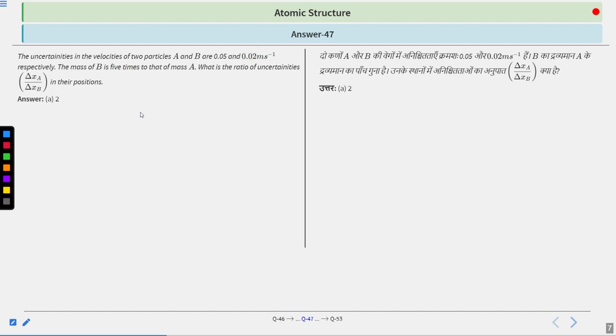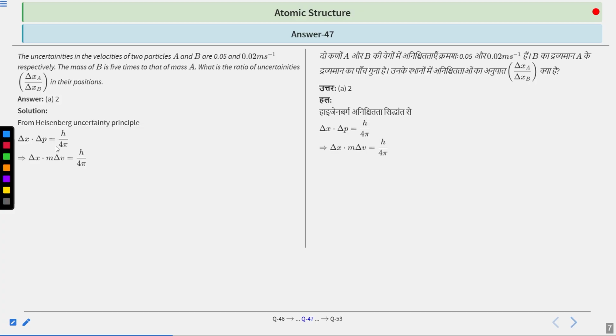So what will be the correct answer? The correct answer will be A. And how will we solve it? For that, you have to apply the Heisenberg uncertainty principle, whose mathematical equation is delta x dot delta p is equal to h by 4 pi. Now, p is momentum, which is nothing but m multiplied by v. So that will be delta mv.